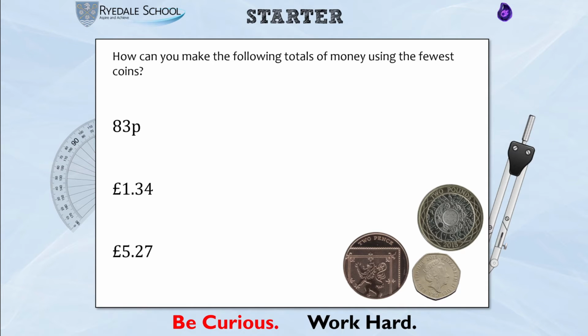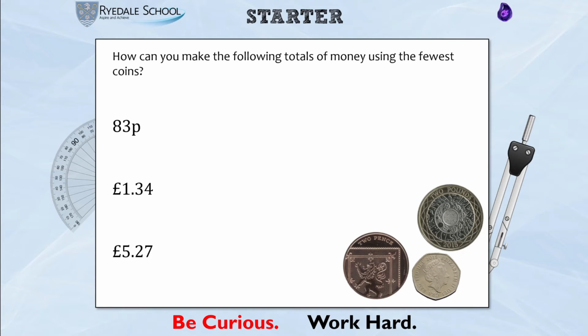Obviously, in the English currency system, we have lots of different coins. We have a 1p coin, a 2p, a 5p, a 10p, a 20p, a 50p, a £1, and fairly more recently, a £2 coin. And what I would like you to work out is for each of these totals, 83p, £1.34 and £5.27, how can you do that using the fewest coins? We're not allowed £5 notes for the £5.27, so what is the fewest number of coins needed?